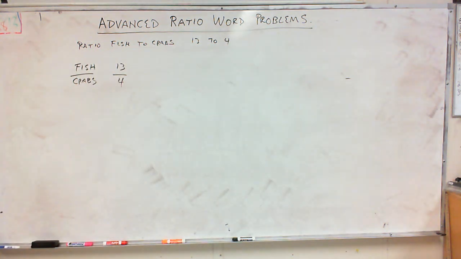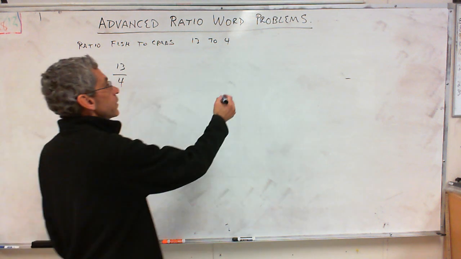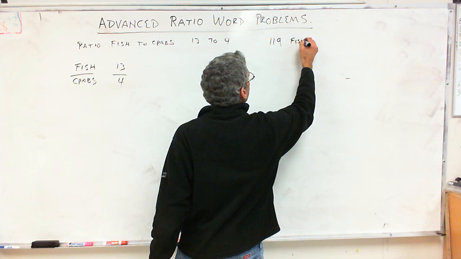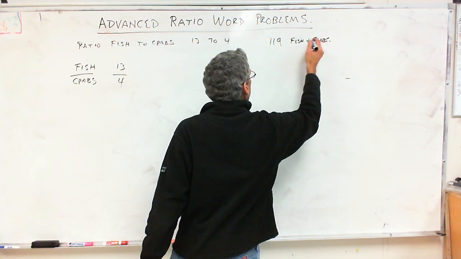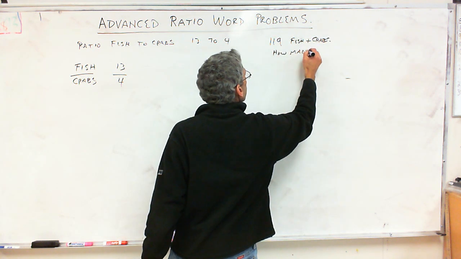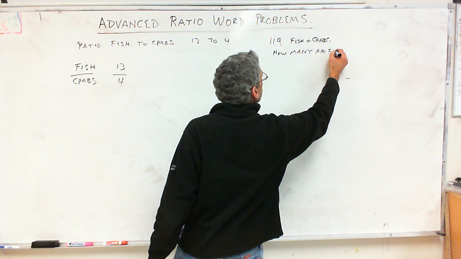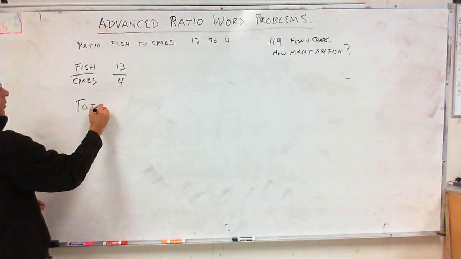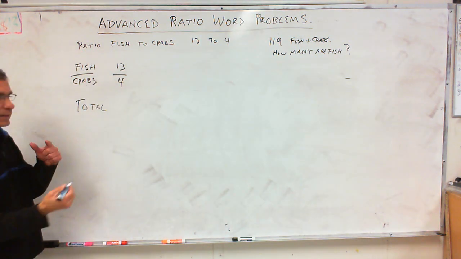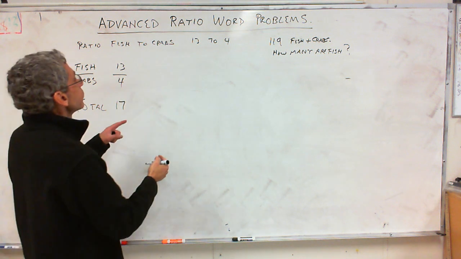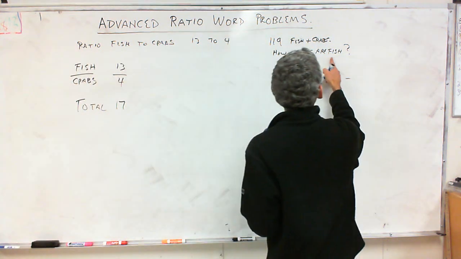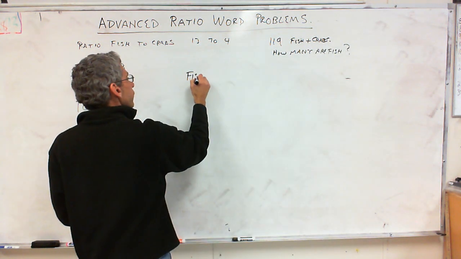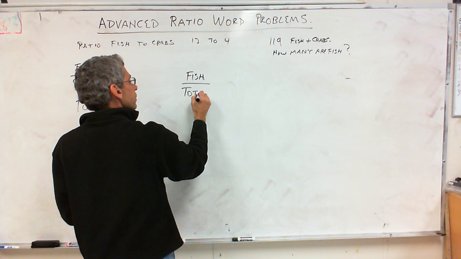119 fish, total. Fish and crab. Well, I'll just write fish and crabs. How many are fish? Okay. So I need our total, right? Our total of 13 plus 4 is 17. That's our total. So they're asking us for fish, and they're giving us a total. So we got fish over total. I'm going to write that down. Fish, that's my map. Fish over total.